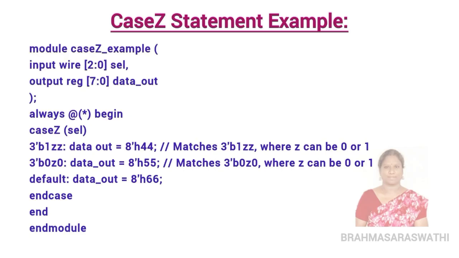And the next statement 2, 3'b0z0. In place of Z we write either 0 or 1. In this condition the data output will be 8'h55. The last one is the default condition. If the above two values are not matched, the default condition will be executed. The default value data_out will be 8'h66. After the default condition, we write endcase and endmodule. This is the example of the casez statement.